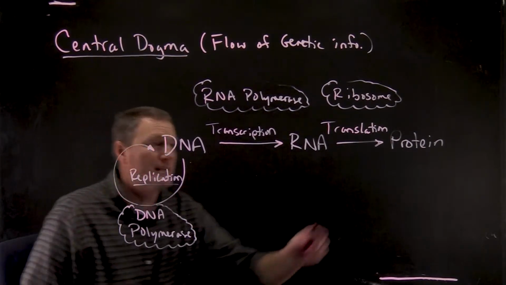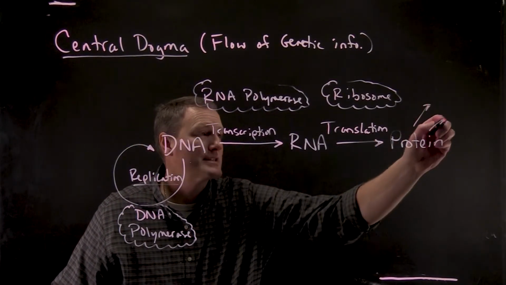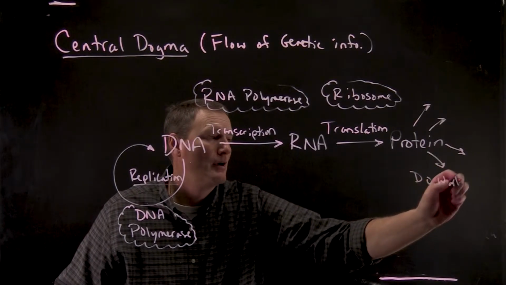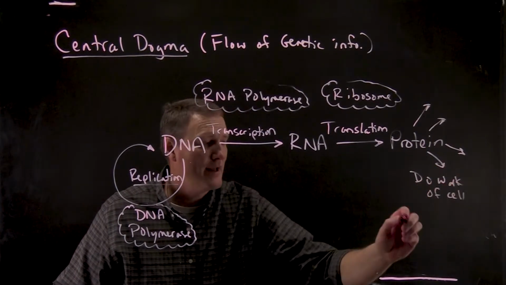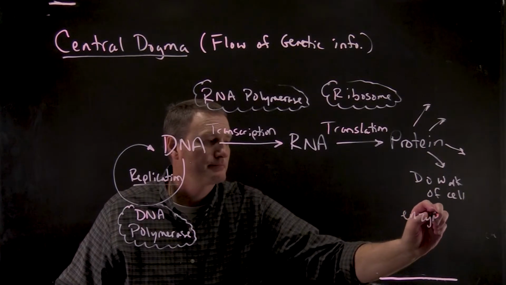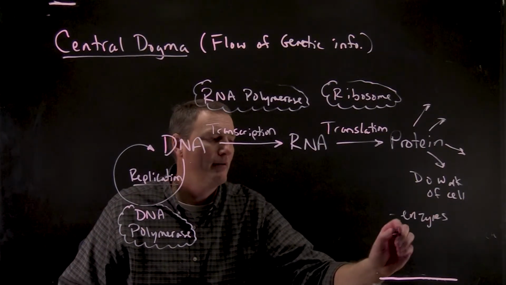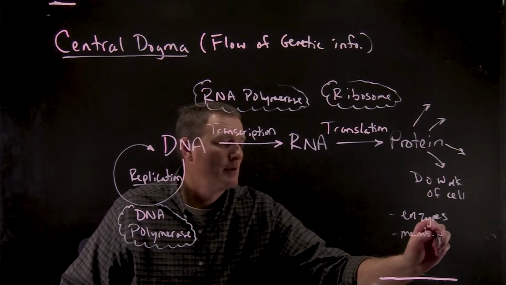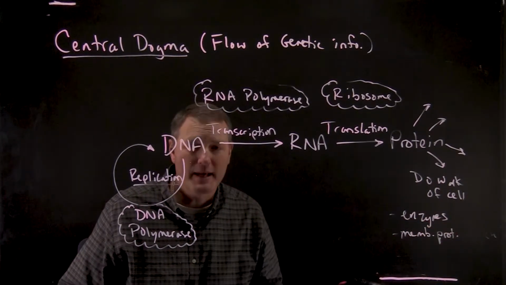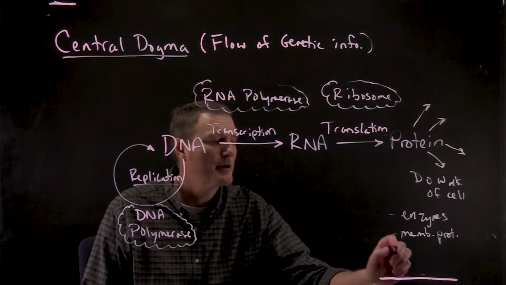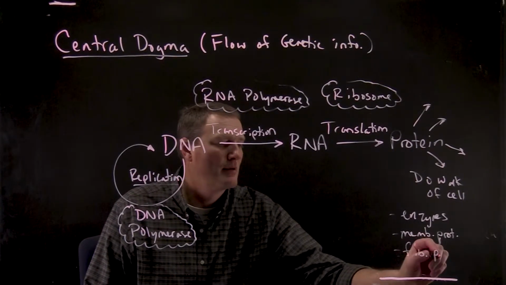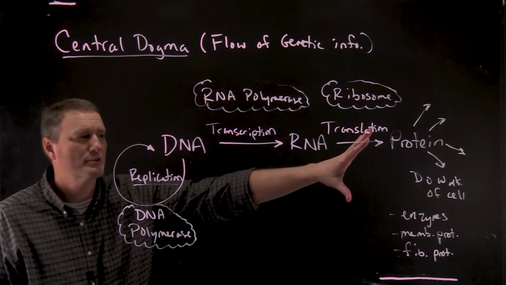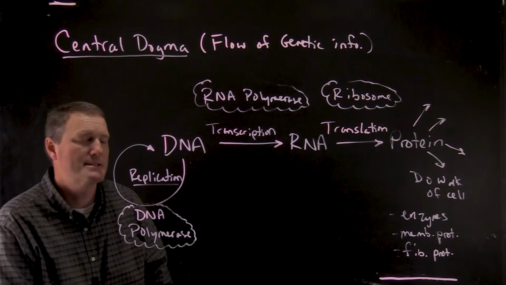And then finally, the proteins are what are actually going to go do the work of the cell. So we have enzymes. We have membrane proteins. There are often going to be receptor-type proteins, a whole host of other fibrous proteins, which would be the connective-type tissue proteins. So the proteins ultimately are the end product of this process.